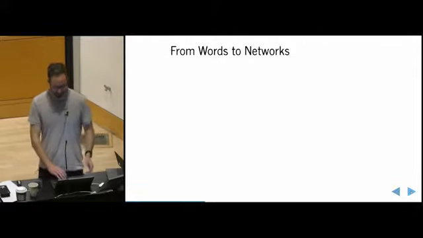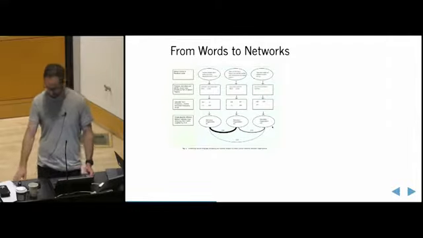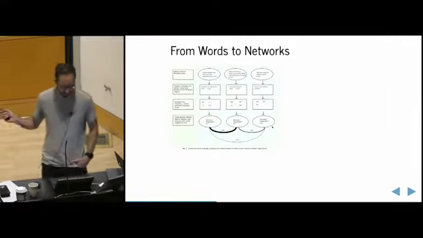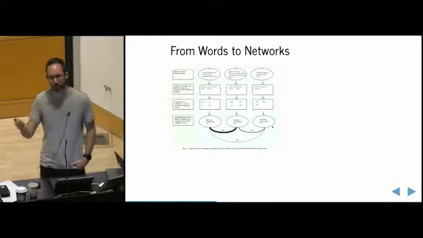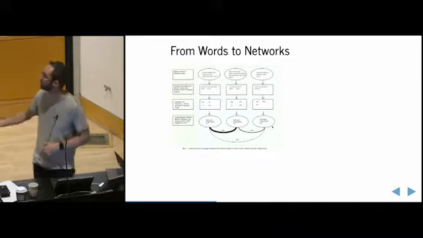So how do we get from words to networks? This is from a paper I wrote some years ago. Basically, what we do is we get a corpus. We could create a tidy text corpus. We could create a corpus object. We could use any of the data management structures we talked about.